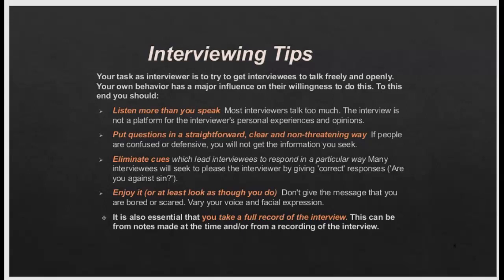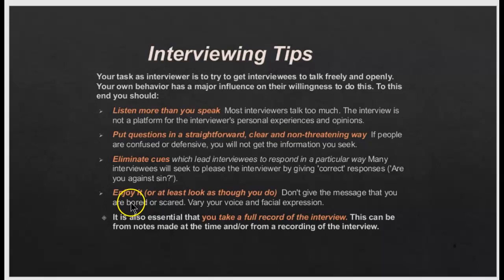You want to eliminate clues, and this is another part of bias. You want to make sure that you're not trying to get somebody to give you the correct response. Examples, are you against sin? Who's going to say, no, I love sin. Sin's the best. You're biasing them to answer the question the way you want them to.